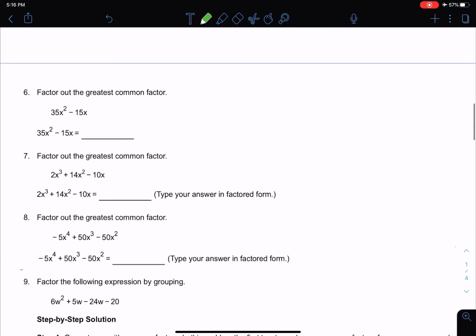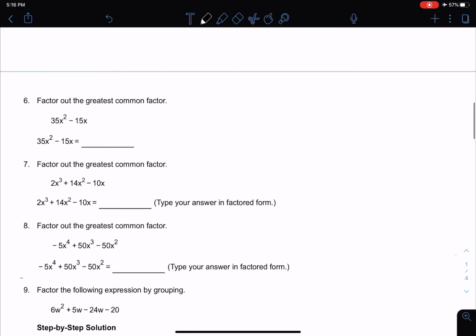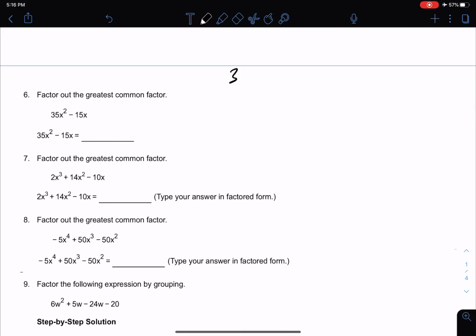Okay, so number 6 is these two guys. Let me write this down in a black pen. Let me see how much space I need here. I think I can fit that right up here. So 35x squared minus 15x. We're looking for that greatest common factor. And we're going to do that in red.